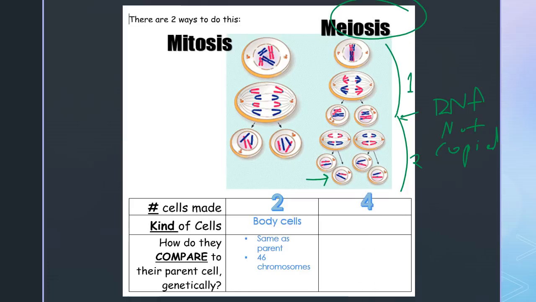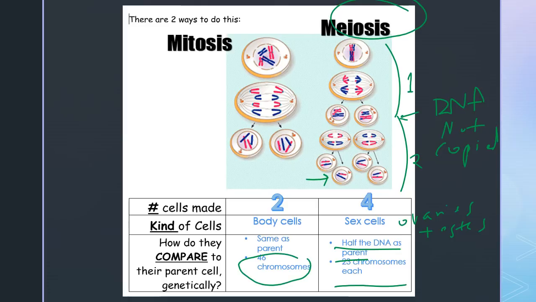Those cells become sex cells, either sperm if you're a boy or eggs if you're a girl. So sex cells, this happens in either the ovaries of the female or the testes if you're a male. In terms of how they compare genetically, they have half the amount of DNA. So 23 chromosomes each, which is what we want, because if you tried to combine 2 body cells, then every single time you multiplied, you would double your set of chromosomes, which is not what we want to happen. We want that 46 number to stay intact when sexual reproduction happens.